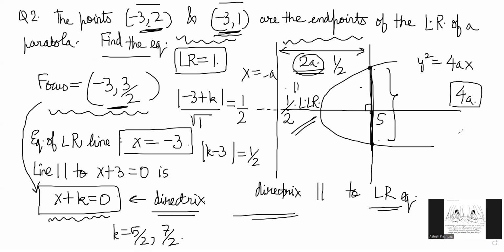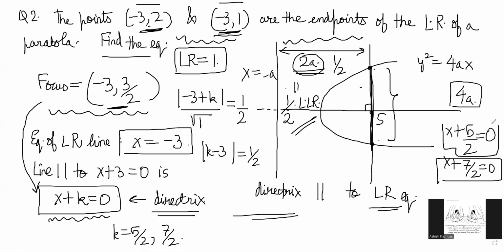Therefore, the equation of our directrix can be x + 5/2 = 0. And it also can be x + 7/2 = 0. So you'll get two different parabola equations depending on these two different directrices, right? Once we know the directrix, we already know the focus. If you know the focus and the directrix, you can easily find the equation of the parabola by doing PS is equal to PM. But remember, you have two different directrix equations. So you'll get two different parabola equations as the answer, right? So that I will leave to you. You can do that calculation.